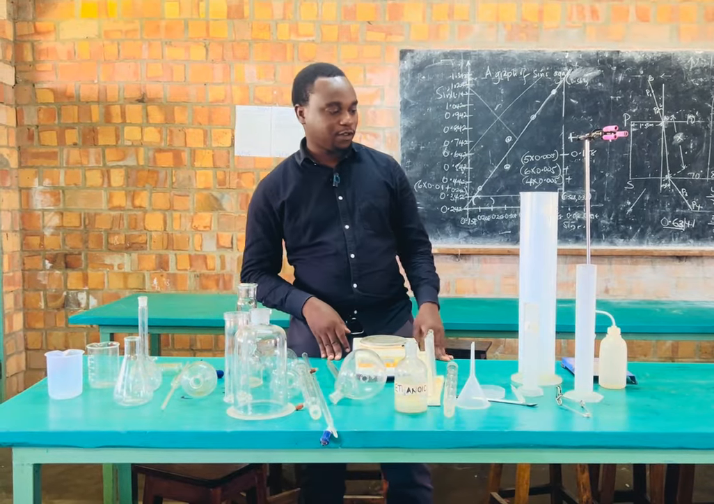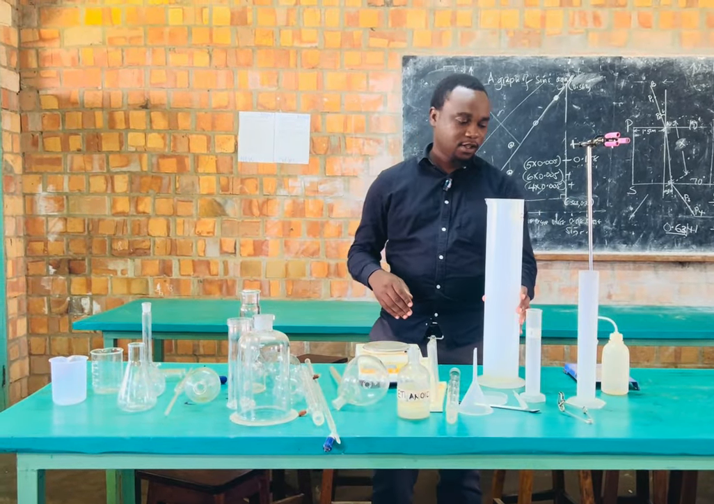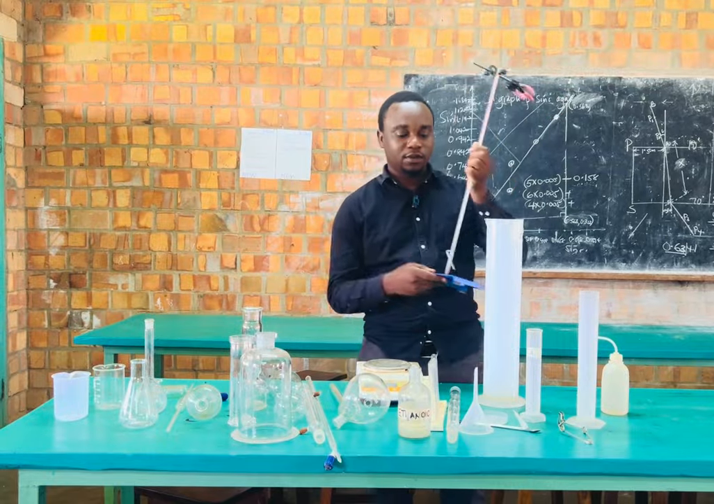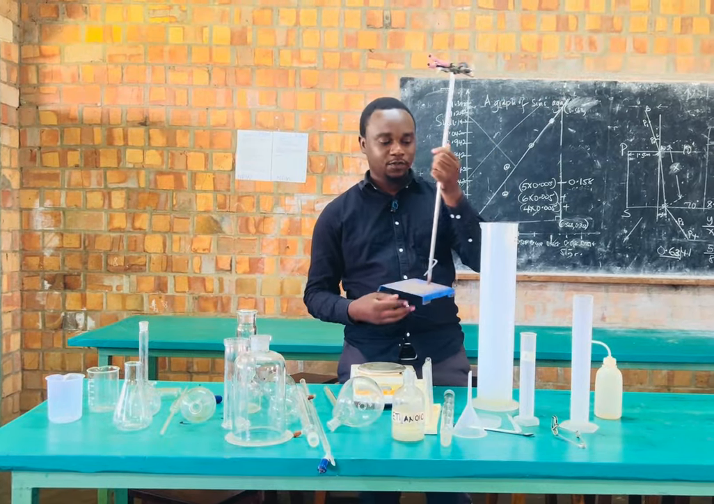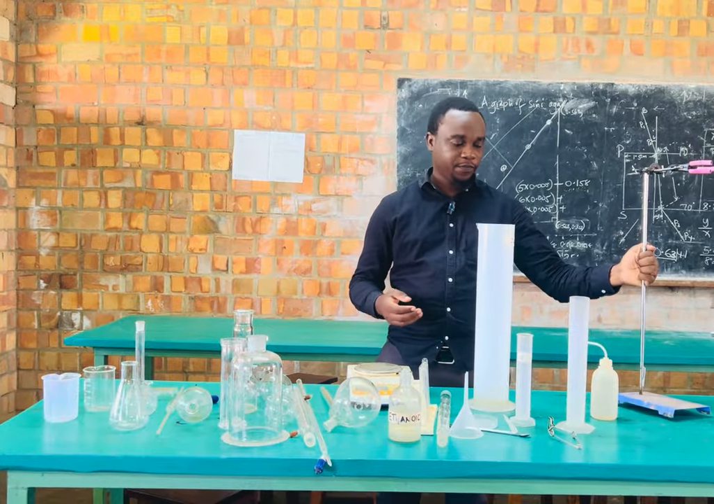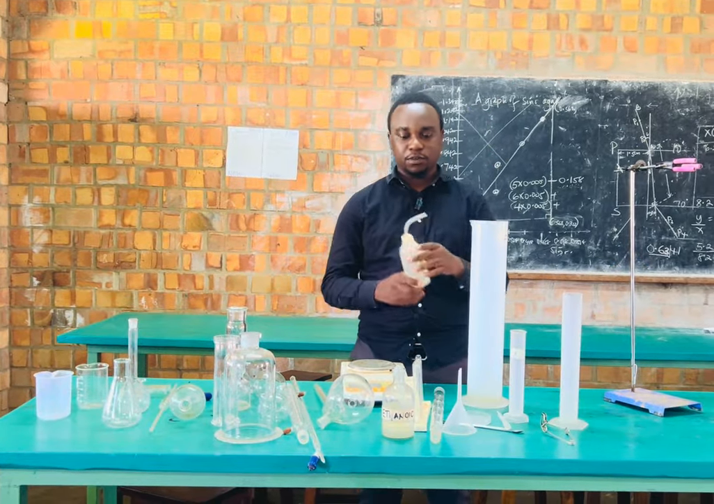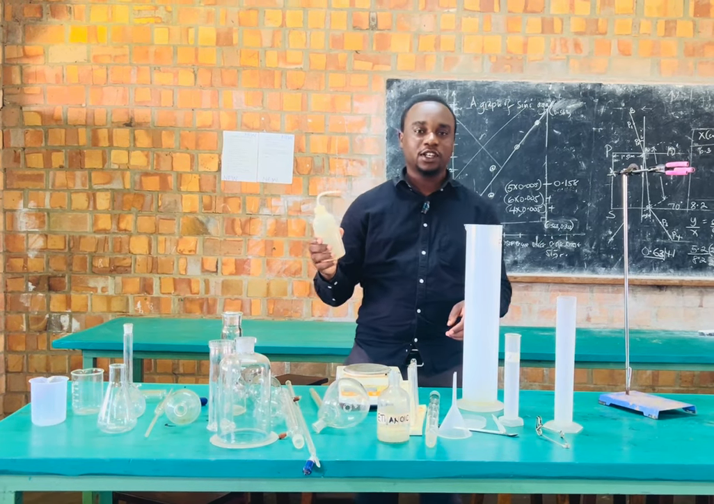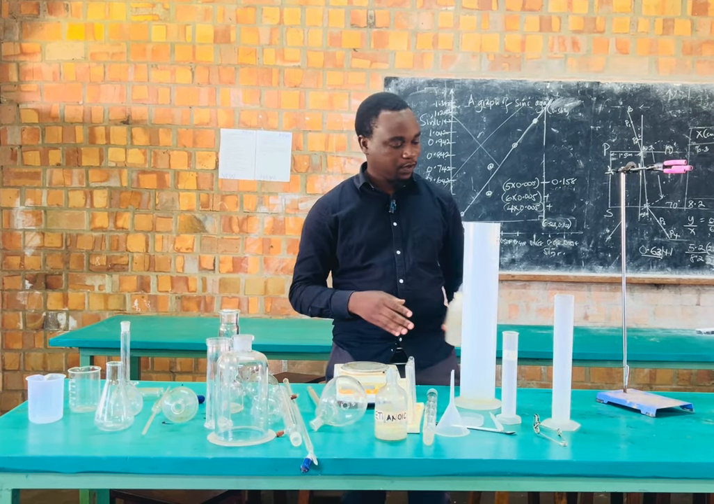So allow me to start from my left hand side. We shall start with the retort stand. This one is used to clamp or hold apparatus in position without falling away. We have a wash bottle which contains water for washing our apparatus in case we are interested in washing.